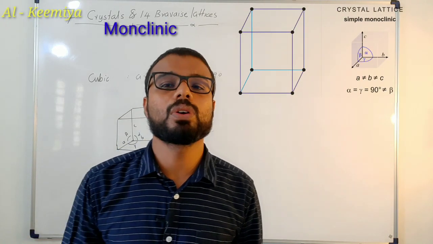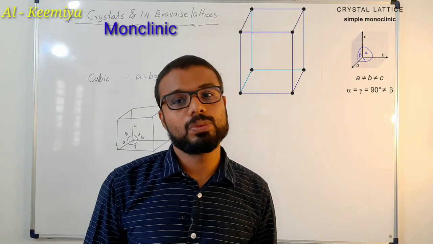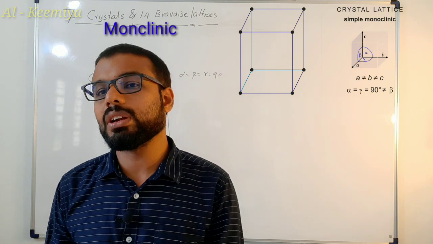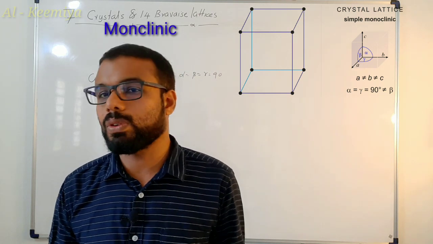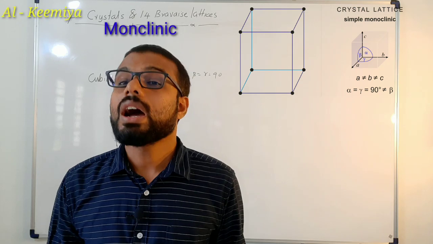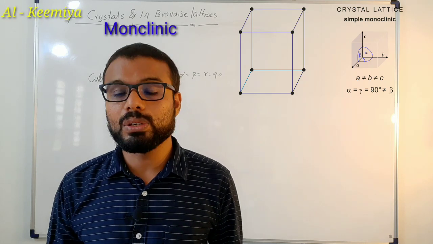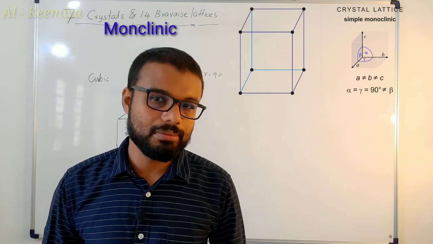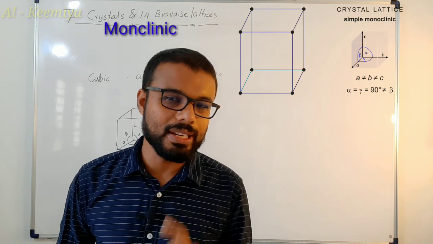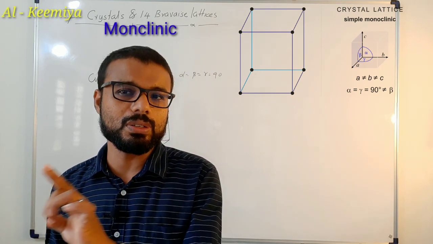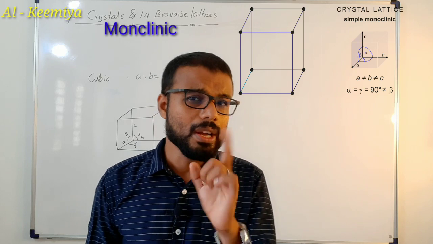Monoclinic. In monoclinic, a is not equal to b is not equal to c. That is, three lengths or three sides are different. Alpha is equal to gamma is equal to 90, but beta is not equal to 90.